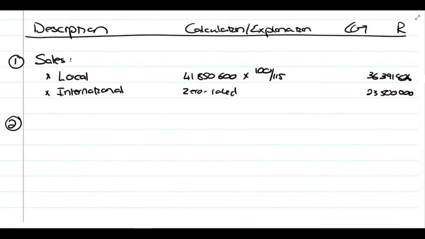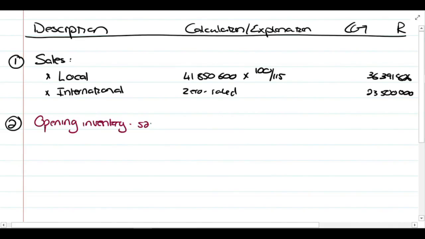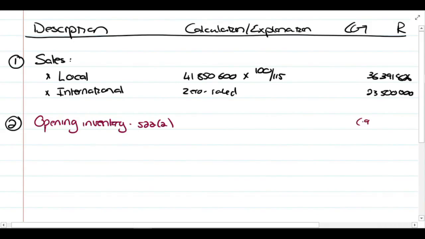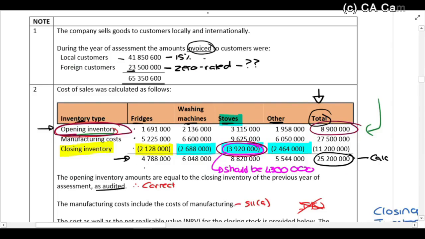Then number 2. So number 2, we have opening inventory. Section 22.2. And the opening inventories, they told us was correct, so that's at 8.9 million there. That would be claimed as a deduction. 8.9 million. We have our manufacturing costs under section 11A. These manufacturing costs are 27.5.